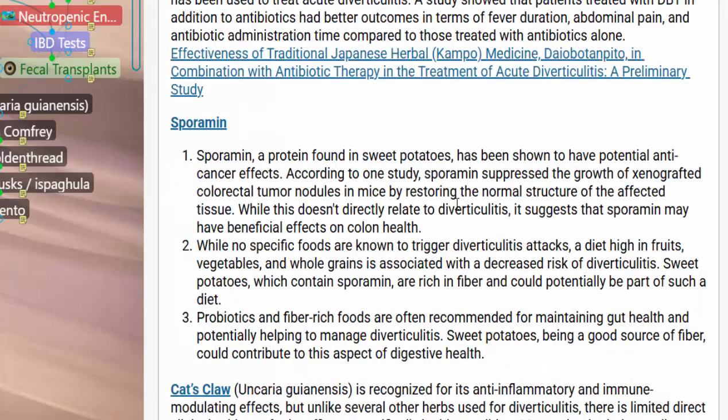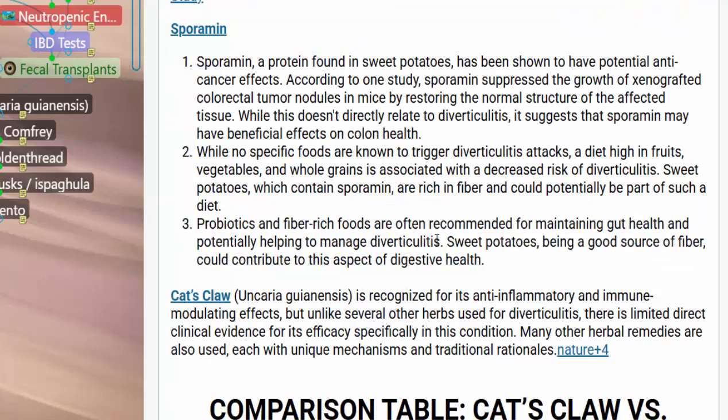on colon health. While no specific foods are known to trigger diverticulitis attacks, a diet high in fruits, vegetables, and whole grains is associated with decreased risk of diverticulitis. Sweet potatoes, which contain sporamin, are rich in fiber and could potentially be an important part of that diet. Probiotics and fiber-rich foods are often recommended for maintaining gut health and potentially helping to manage diverticulitis. Sweet potatoes are a good source of fiber and could contribute to this aspect of digestive health.